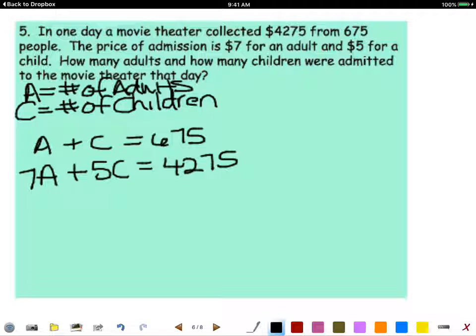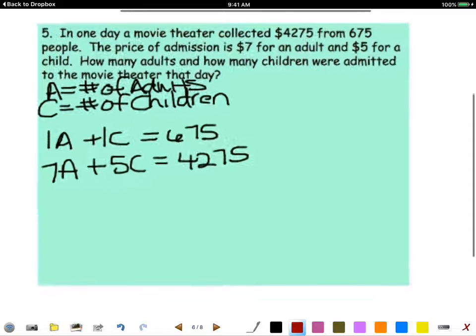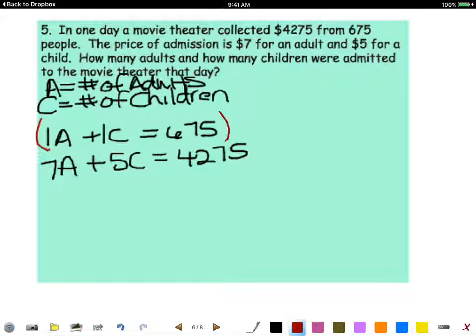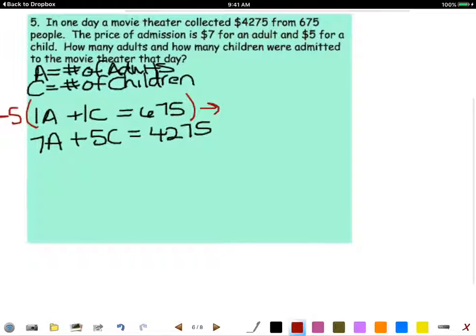So let's solve. These have ones in front of them, right? So we need to solve using elimination. So we're going to have to multiply the top, and you can multiply by either -7 or -5. What do you want to do? -5. Okay. So let's distribute that through. -5 times A is -5A. -5 times C is -5C. -5 times 675. You're going to have to figure that out.